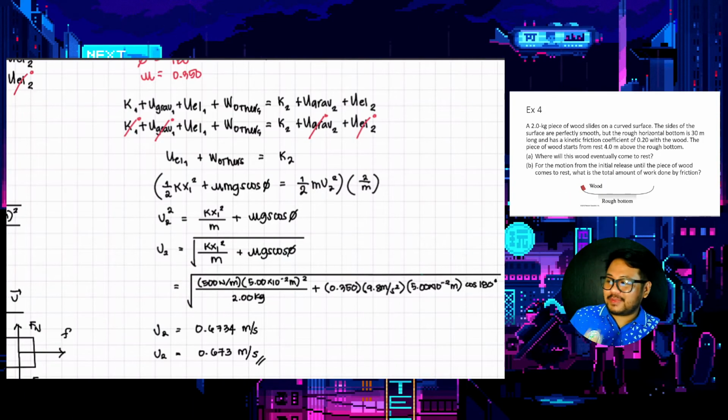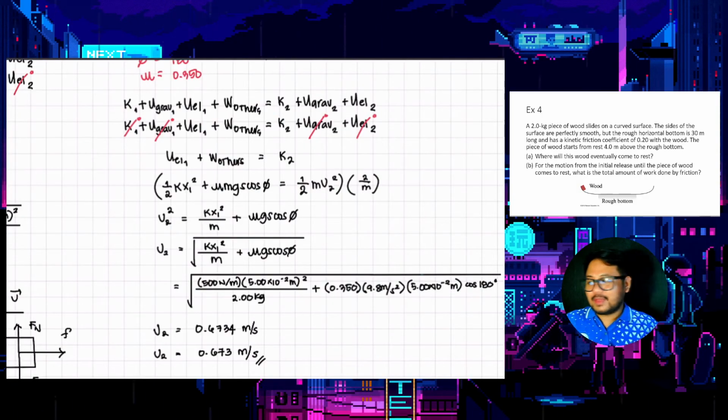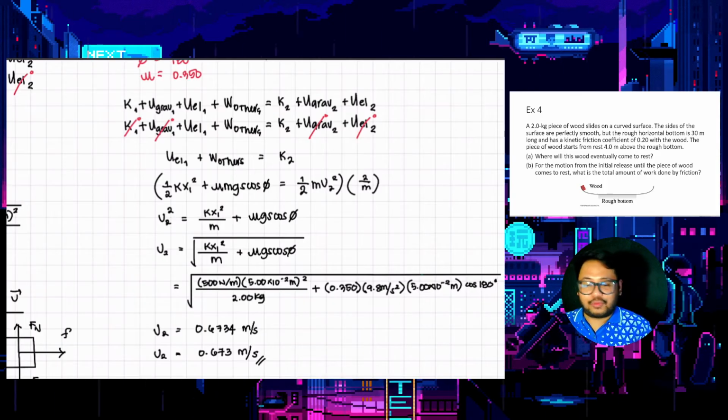A 2-kilogram piece of wood slides on a curved surface, as shown. The sides of the surface are perfectly smooth, but the rough horizontal bottom is 30 meters long and has a kinetic friction coefficient of 0.20 with the wood. The piece of wood starts from rest 4 meters above the rough bottom. A. Where will this wood eventually come to rest? And B. For the motion from the initial release until the piece of wood comes to rest, what is the total amount of work done by friction?